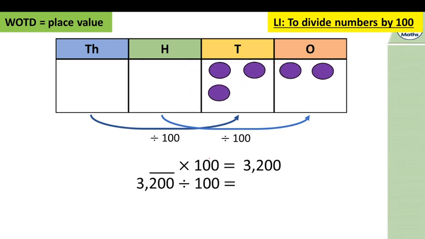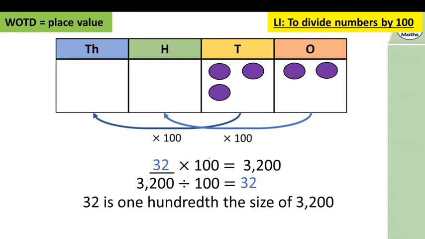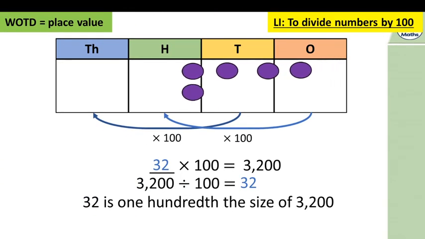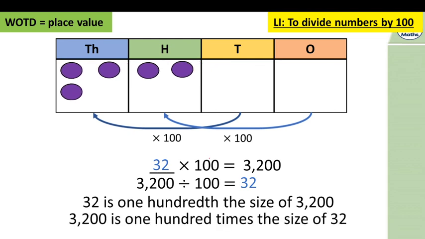2. So see if you can write down what the answer is. We've got 3 tens, 2 ones. The answer is 32. 32 is 1/100th the size of 3,200. And that's just showing you going backwards with the inverse. 3,200 is 100 times the size of 32.